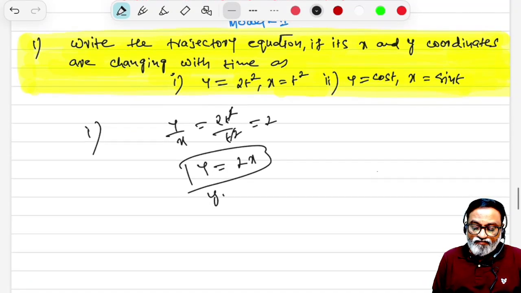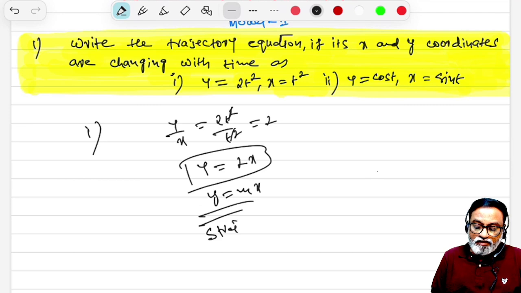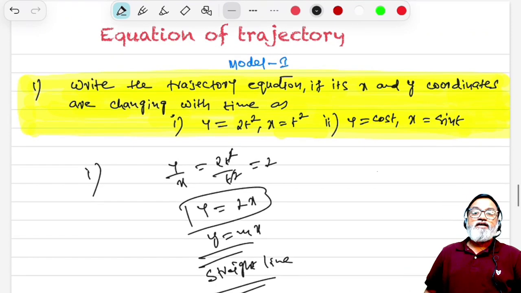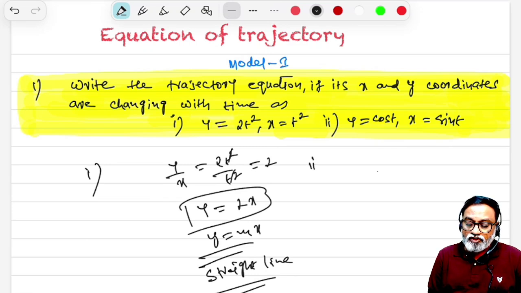Therefore, it is in the form of y is equal to mx. Therefore, it is the straight line. Therefore, here the trajectory equation is y is equal to 2x, and this equation is a straight line. Like that, second one also.